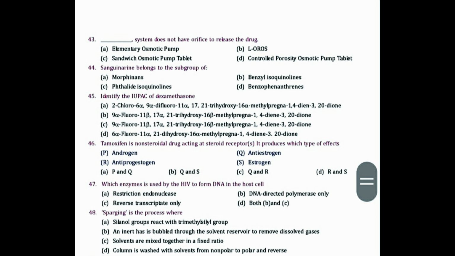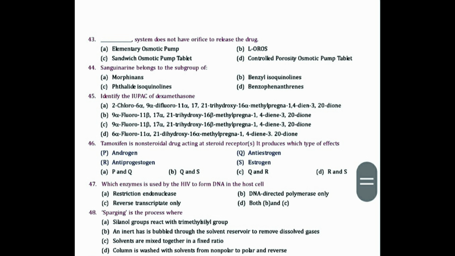Question number 47. Which enzyme is used by HIV to form DNA in the host cell? Which of the enzymes in the following is used by HIV to form DNA in the host cells? Option A, restriction endonucleases; B, DNA directed polymerase only; C, reverse transcriptase only; D, both B and C. Correct answer for the question is option C, reverse transcriptase.